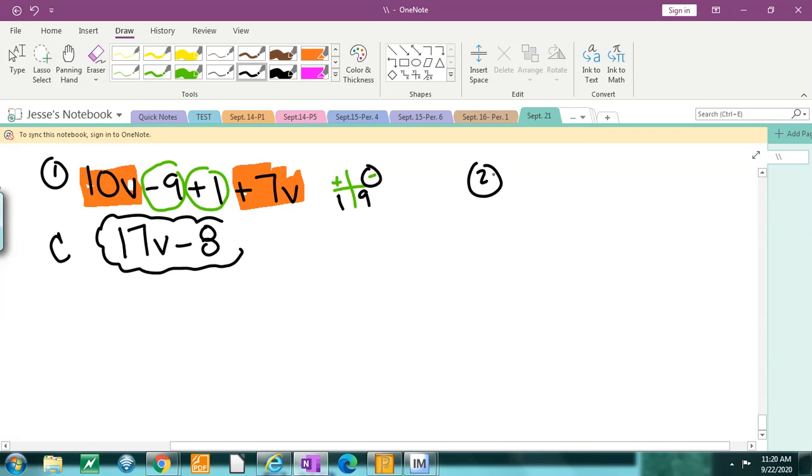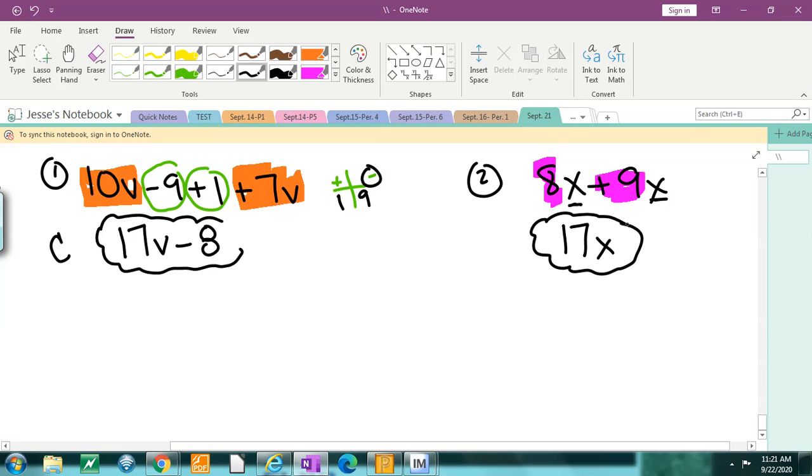Number 2 is 8x plus 9x. Well, that's easy, right? They both have x's. It doesn't matter with the coefficient, the 8 and 9. It doesn't really matter. Okay, 8 plus 9, that's 17. So 17 what? 17x. So there's your answer for that. That was pretty easy. So that's number 2. That should be A.